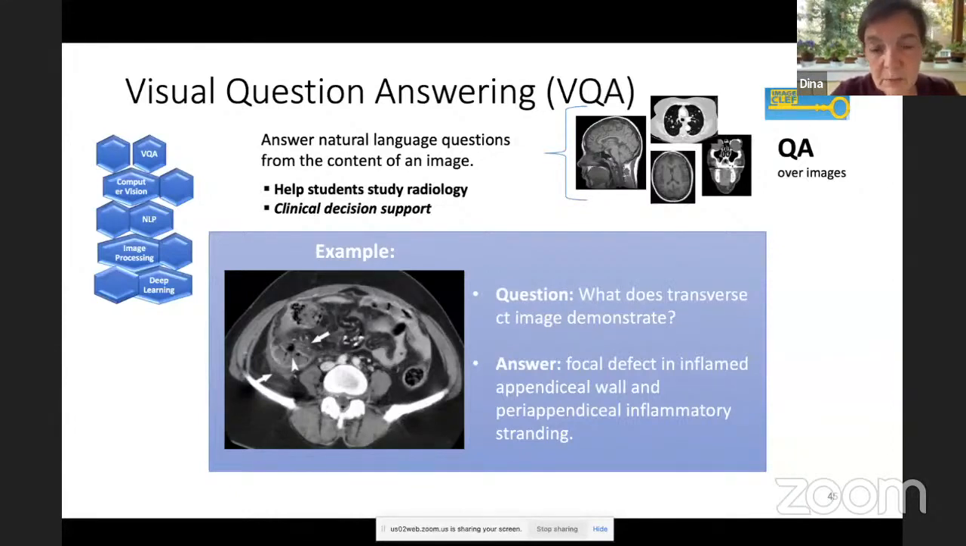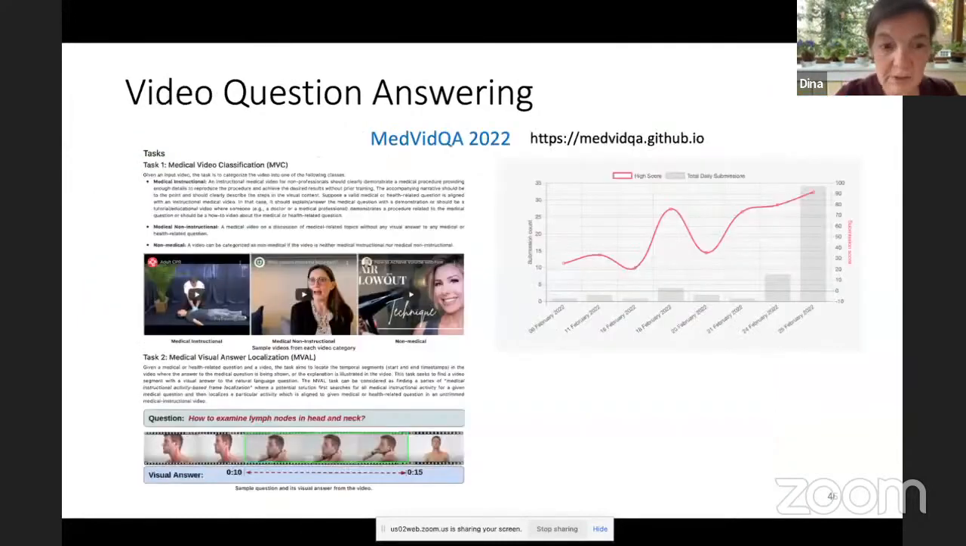So here we started with asking questions about basically what is wrong in this picture, if anything. And we had several challenges. I believe they are ongoing. The visual question answering task is envisioned as support for students who are studying radiology, but also for the clinicians, for radiologists. Another interesting task, this one geared towards consumers, is video question answering.